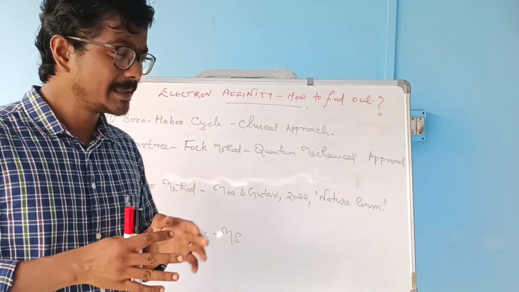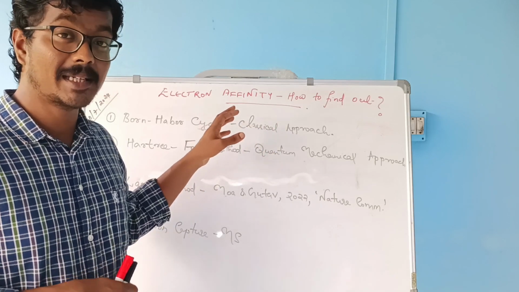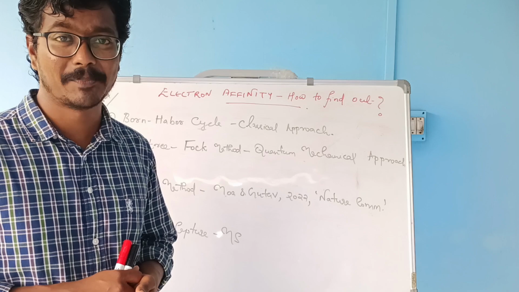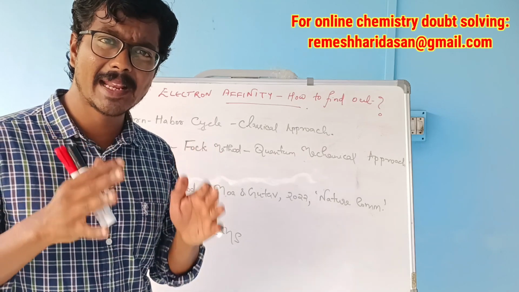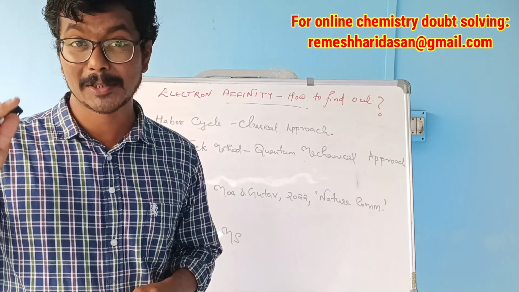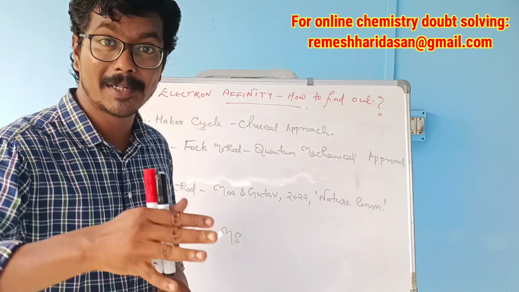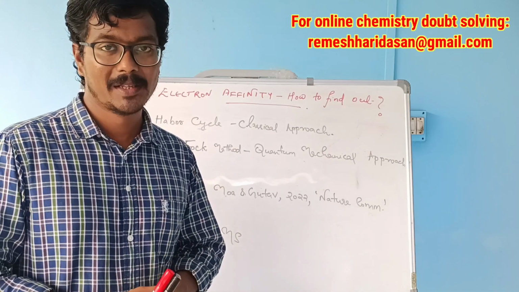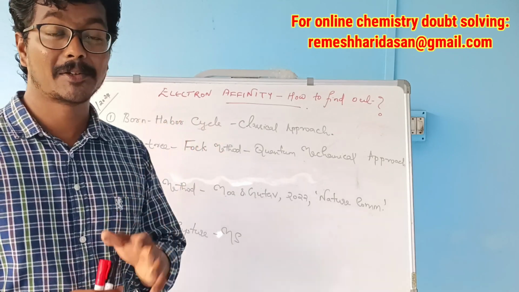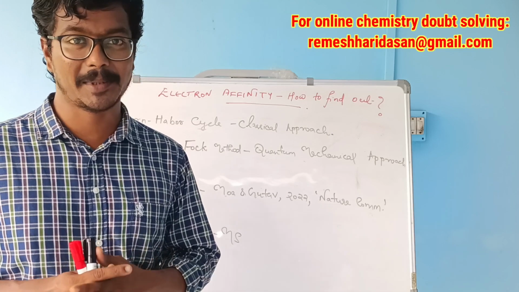So, it is a classical method of applying Hess's law. The Born-Haber cycle uses Hess's law for determination of the compound's lattice energy. What is Hess's law? The energy required for the formation of a compound in a single step is equal to the total amount of energy required for the formation of the same compound in multiple steps. Both are the same, right? So, Hess's law and the Born-Haber cycle are used for the determination of the electron affinity of an element. That's the first classical approach, which is a purely mathematical method.